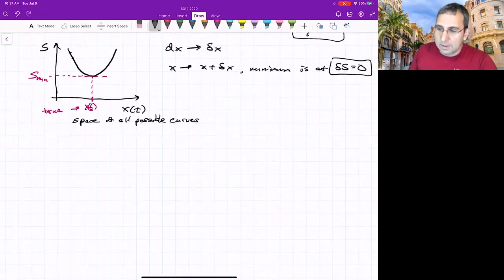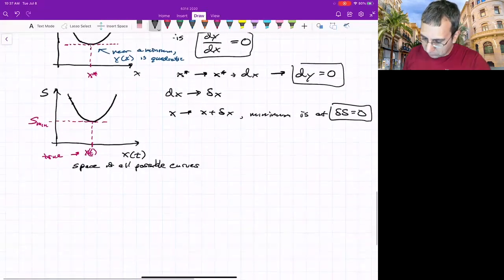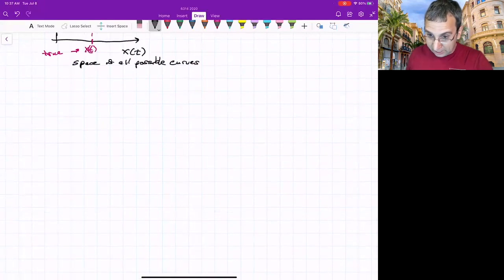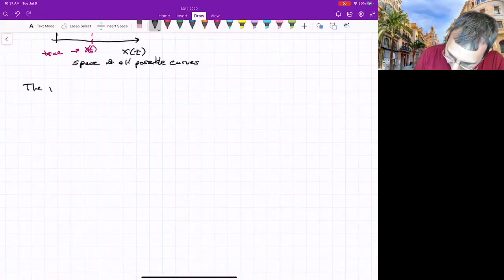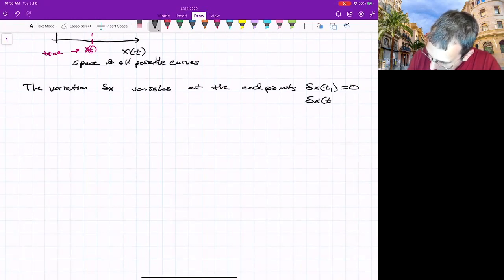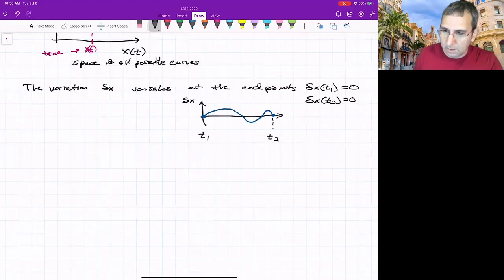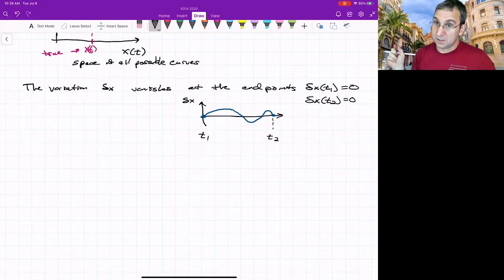Now what? Now we need to do this part. We do that by doing integration by parts. So one thing I sketched up there but didn't quite say, the variation delta x vanishes at the endpoints. That means that delta x at time t1 is 0, and delta x at time t2 is 0. So that first order variation thing that I sketched has to go to 0 at those endpoints. And that will have implications, because now that we've got some kind of boundary conditions, we can use integration by parts.